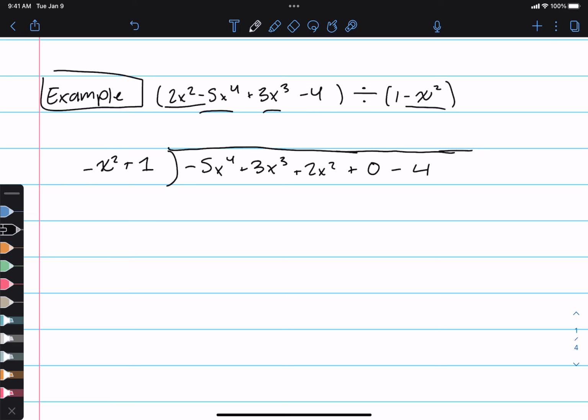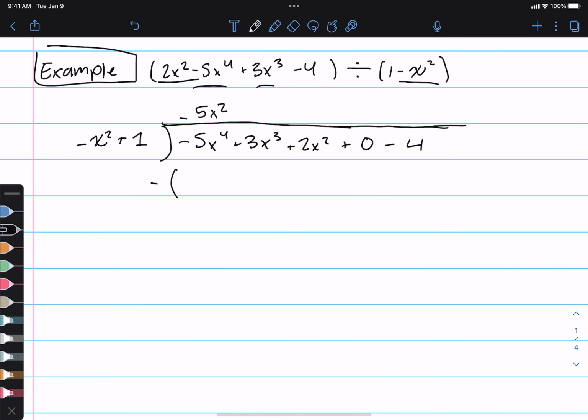Since we have a negative x squared, we're going to have to do a bit more fiddling. So how many times does negative x squared go into negative 5x to the 4th? That's negative 5 times. So negative 5x squared times, right? So we're going to subtract, or excuse me, not negative 5x squared. It's just 5x squared, right? So we're going to subtract negative 5x to the 4th plus 5x squared, right? Because we're multiplying that inside. And when we do that, this is going to become 0.